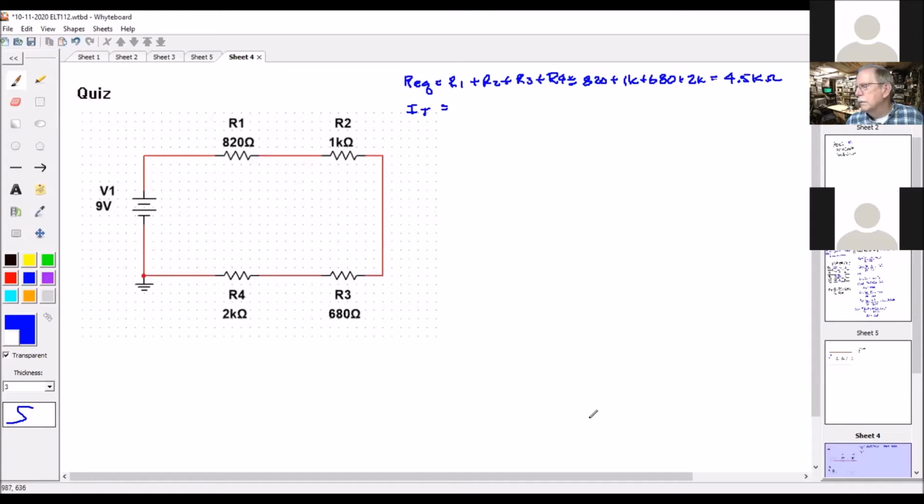There we go. So it's a series circuit. So we add up the resistances, that works out to be 4.5K. IT is VS over REQ. So I have 9 volts divided by 4.5K. Two milliamps. Okay.